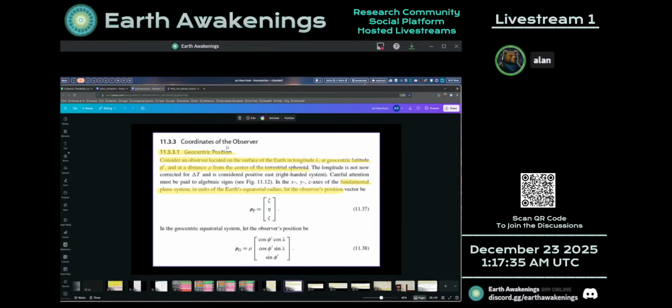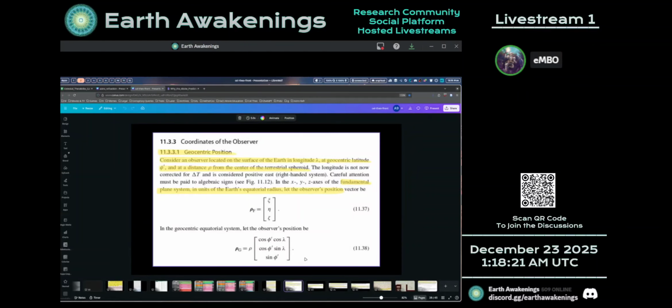So this is coordinates for the observer. This is what I mean by geocentric position. You consider an observer located on the surface of Earth at a longitude lambda, at the geocentric latitude phi prime, at a distance rho from the center of the terrestrial spheroid. So again, that's merging the celestial and terrestrial sphere models conceptually to make them work. And this is where the geocentric coordinates place that observer at the center of the sphere, and then the angular difference created by the radius of, sorry, 3959 is what changes the star's position relative to that. So it's all based off of that.